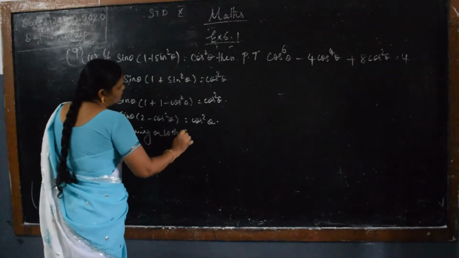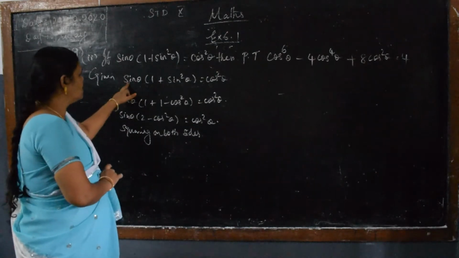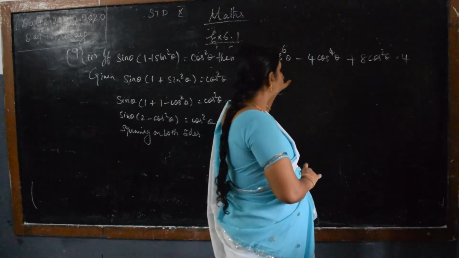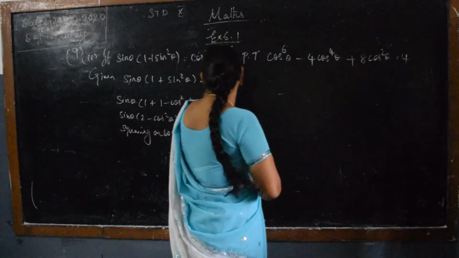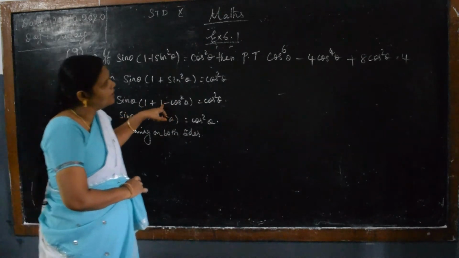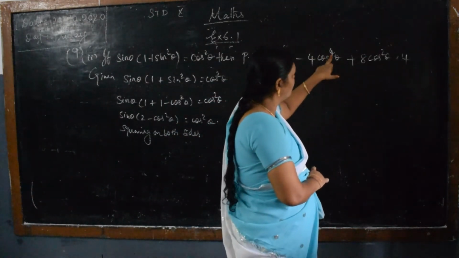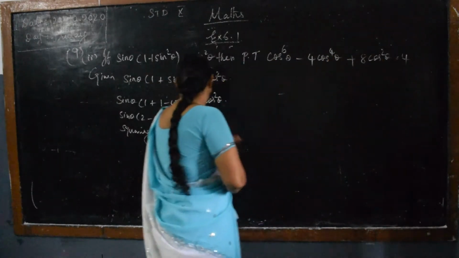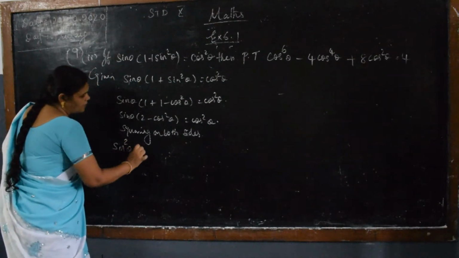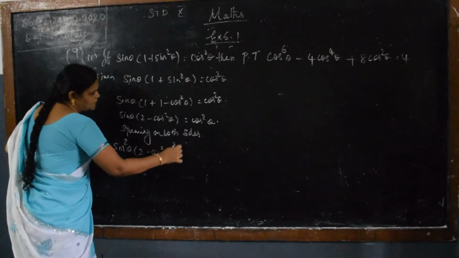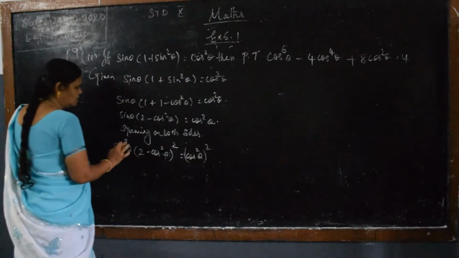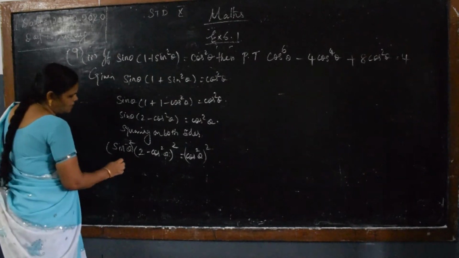Do you understand? It is given sin theta into 1 plus sin square theta equals cos square theta, but in what we have to prove, everything is in the form of cos. So I am changing the sin in terms of cos. Here you see cos power 6, here the degree is 4, here the degree is 2. For that only I am squaring on both sides. So we are getting sin square theta into 2 minus cos square theta the whole square, that is equal to cos square theta the whole square.